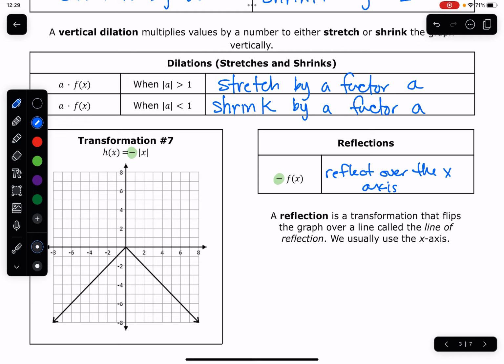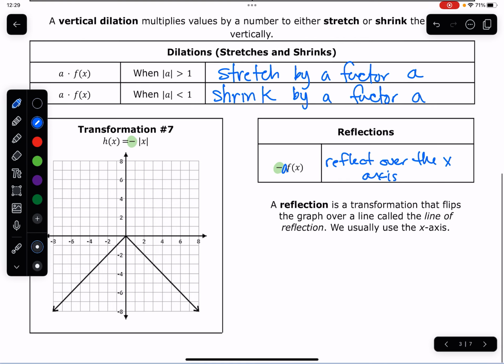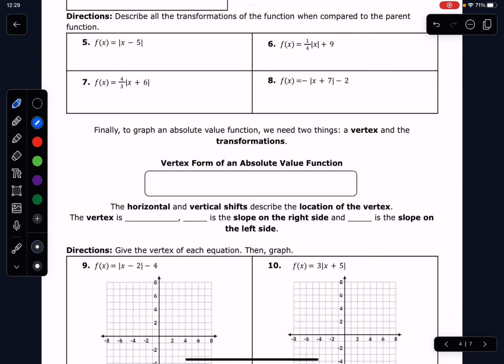The -2, -3, or -1/2 is not the determining factor that it flips. The fact that it has a negative determines that it flips. The number itself, this number a, will result in a shrink or a stretch by that factor. That it has a negative in it does not affect the stretch or shrink. The negative sign determines the flip, not the a itself. Okay, so let's look at some examples of this. Let's move on to the next page.